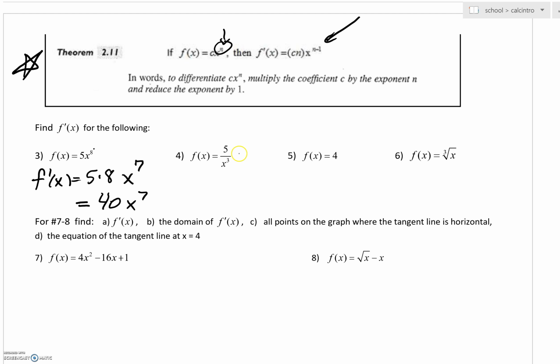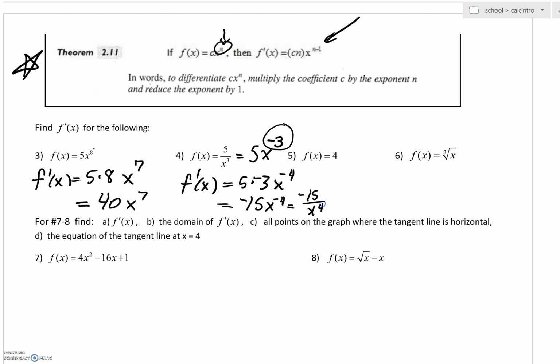Hey, take a look here. Kids will say, Mr. Dobner, wait a minute. You don't have a power written out. Yeah, you do. This is 5x to the negative third. So guess what? F prime, you'd say, well, I've got to bring the negative 3 down, and then I subtract 1. What's negative 3 minus 1? Negative 4. So you'd get negative 15, x to the negative 4th, which is fine. You could write it like that. Or you could also write it as negative 15 all over x to the 4th.